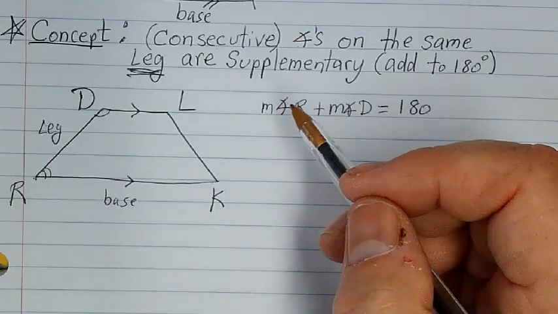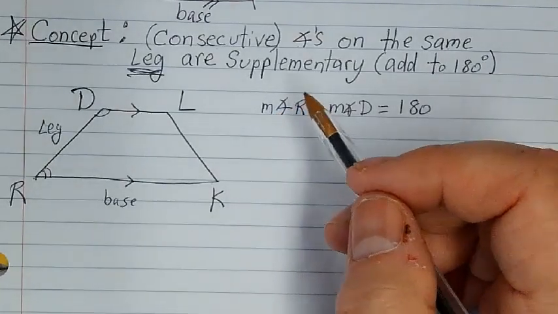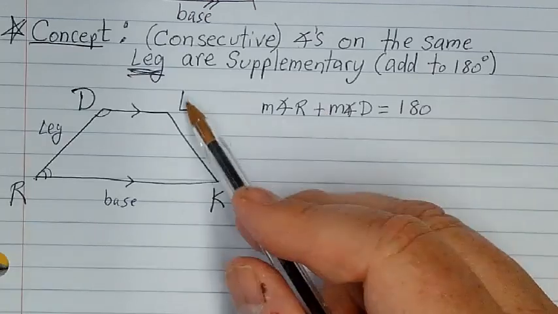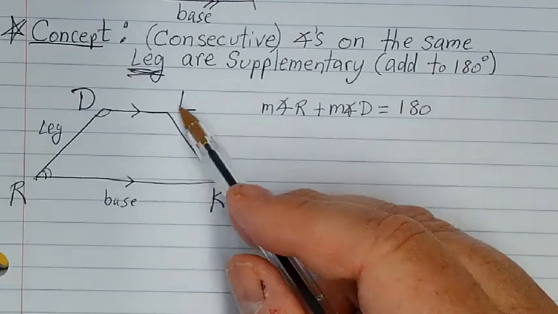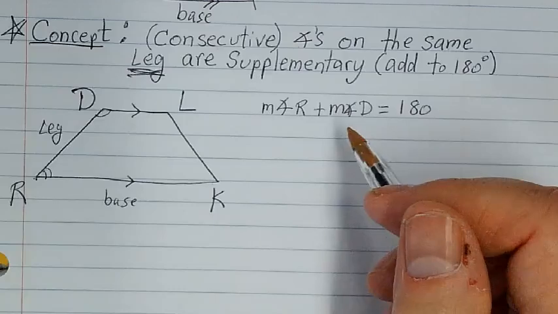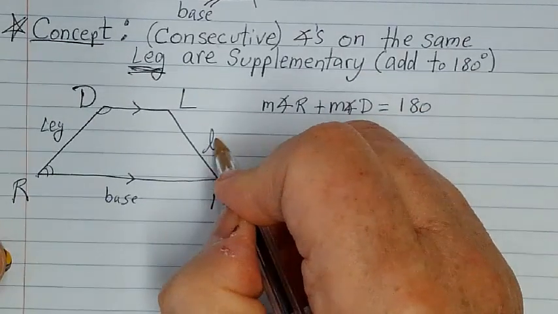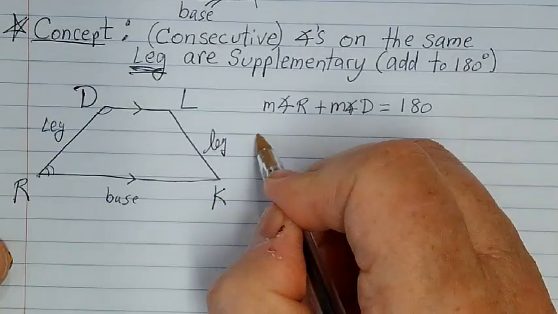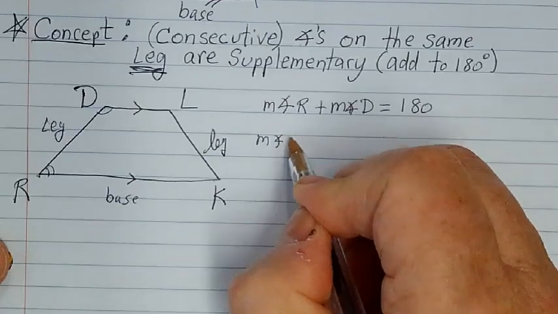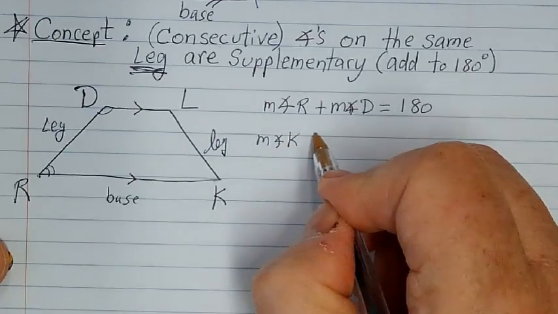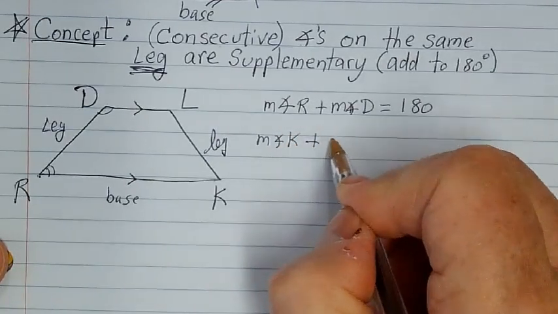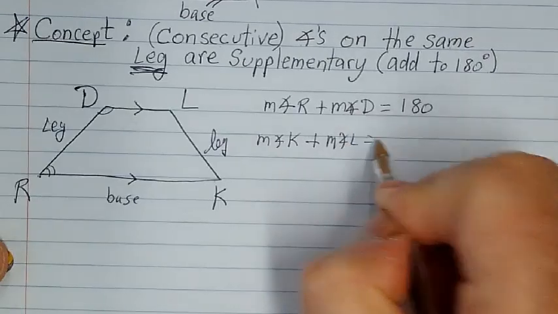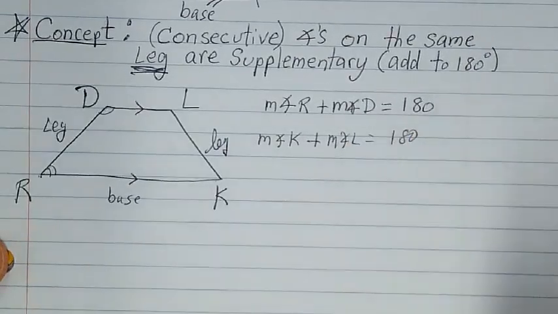Turn it off. You said K and L. What can you articulate? What about K and L? They're consecutive on the same what? So what does that mean? The measure of angle K. Who would like to finish that off for me? Equals 180. I love you for that. Thank you. Any questions with that?